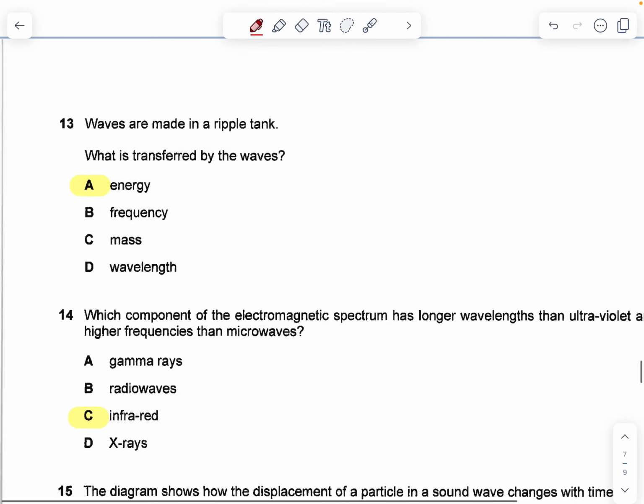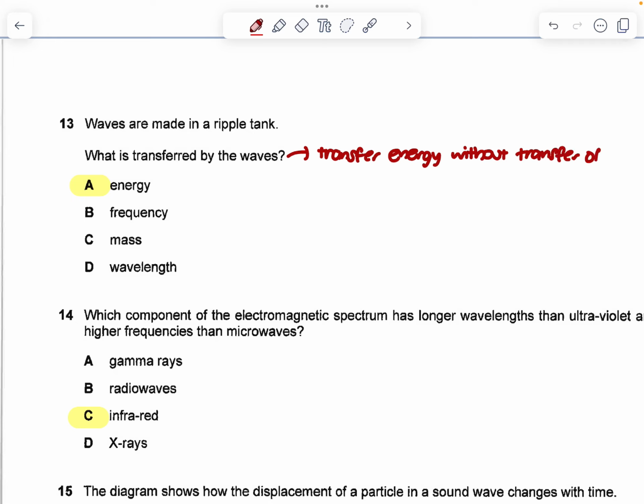Question 13. Waves are made in a ripple tank. What is transferred by waves? So we know that waves transfer energy without transfer of matter.